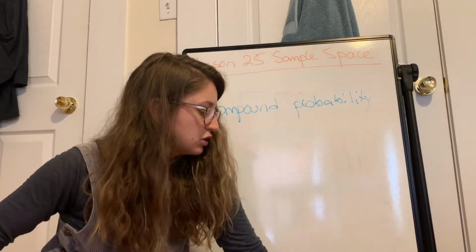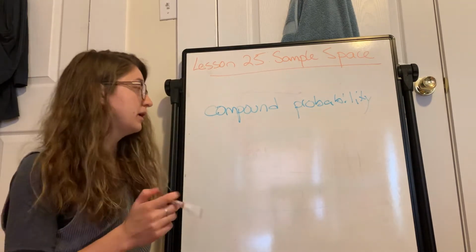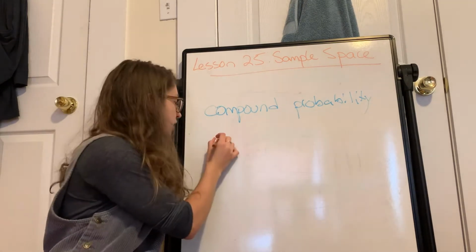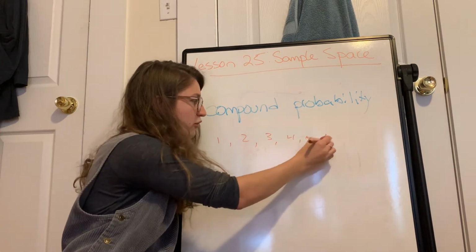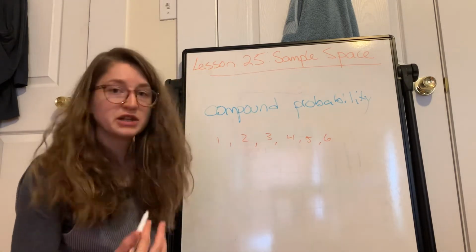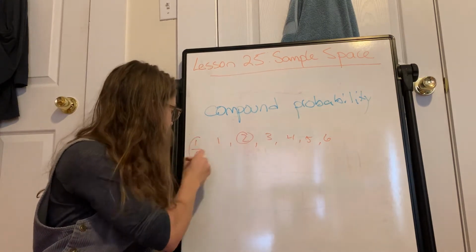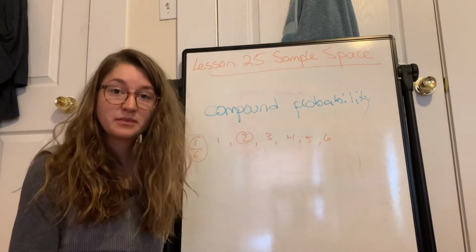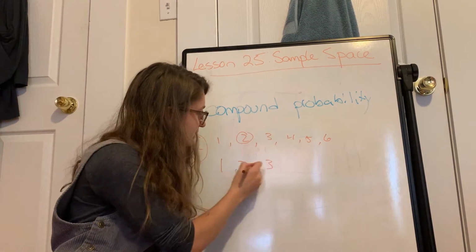dice. So if you just roll one dice, that is simple probability. It's just one thing. There's 6 options. You can get a 1, 2, 3, 4, 5, or a 6. If we're wondering, okay, what's the probability of getting a 2? Well, there's 1 out of 6 options, so it's 1/6. But what if we rolled 2 dice?